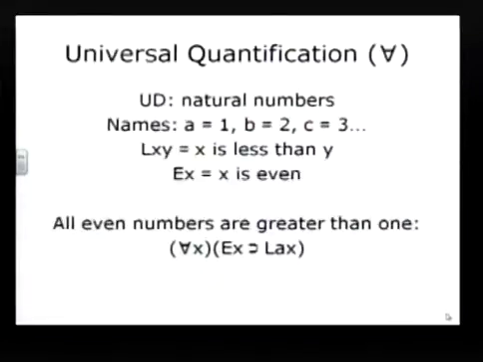So that was a new piece of equipment, and of course then there was also universal quantification, where we were allowed, in this case, the same universe of discourse, the same naming convention, the same less than relationship, but where we use EX to represent X as even. Then the way to say all even numbers are greater than 1 is to say for all X, if EX, then LAX. And LAX means that A, namely 1, is less than it. So for all X, if X is even, then 1 is less than it. So that's the way to put that, using those simple predicates.